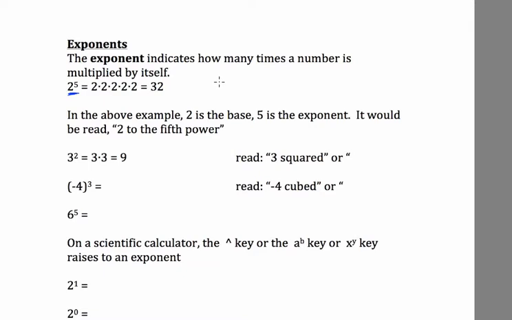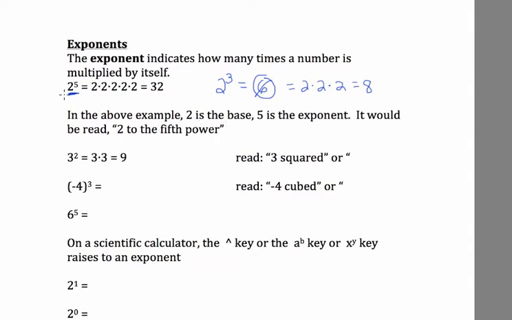Be careful, a common mistake that I'll see is to just multiply the numbers. This is a common wrong answer, 6. You see why that's wrong? You don't just do 2 times 3. What you're really doing is 2 times itself 3 times. So 2 times 2 is 4, times 2 again is 8.